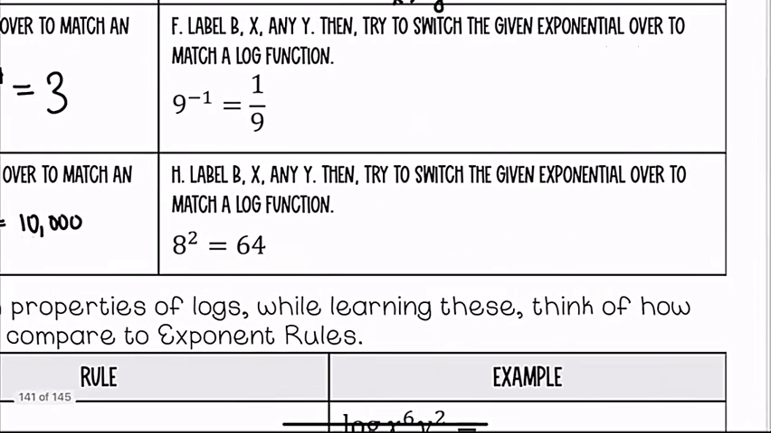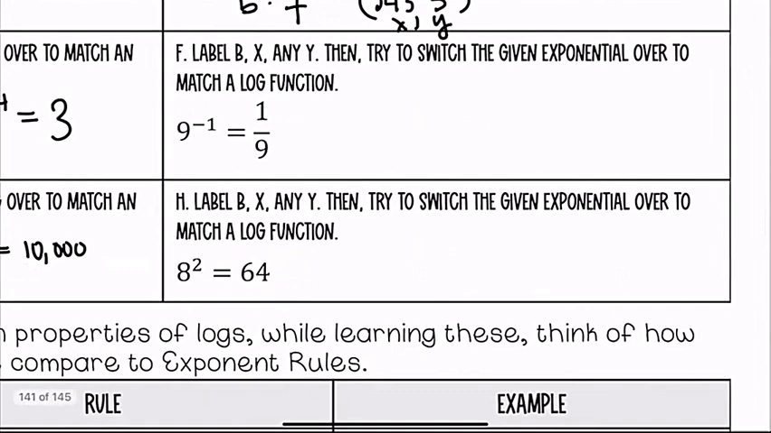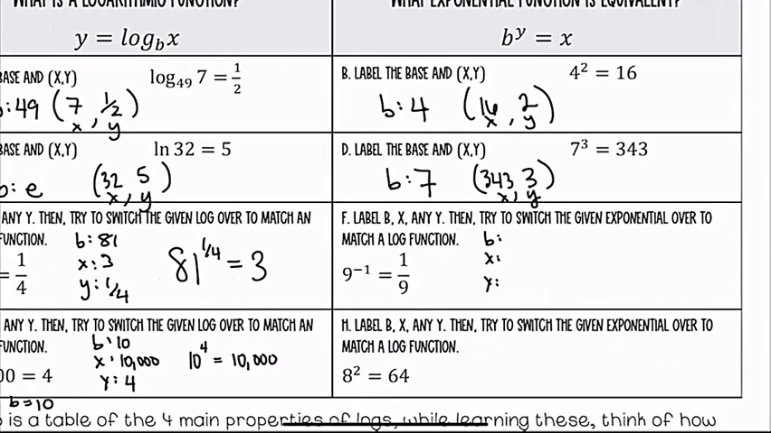Perfect. Our last ones are going the other direction. So we're still going to label b, x, and y. But this time we're going to switch to log. So look in here, comparing to here. Our b is the big number. It's a 9. Our exponent is y. And it's equal to x.